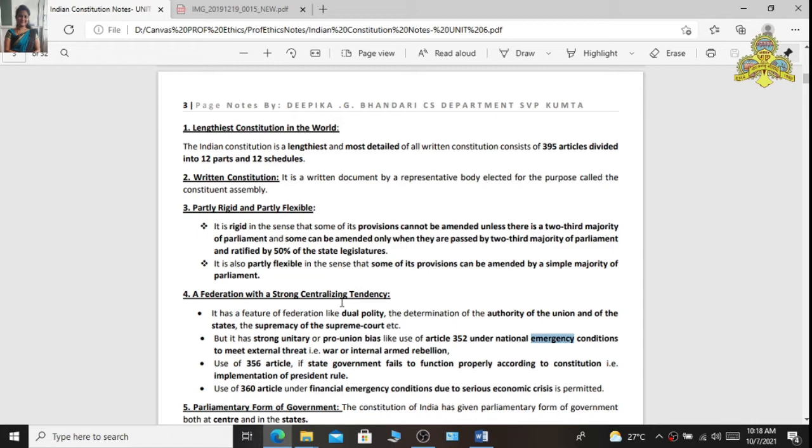Okay, this national emergency can be imposed using article 352 to meet some external threat such as some war or any internal armed rebellion.